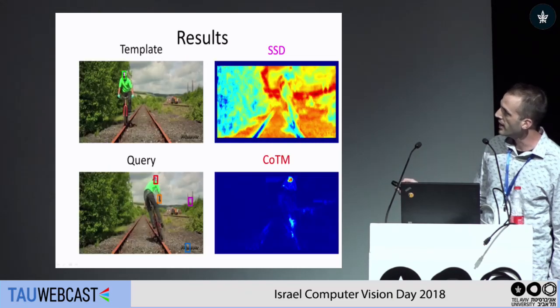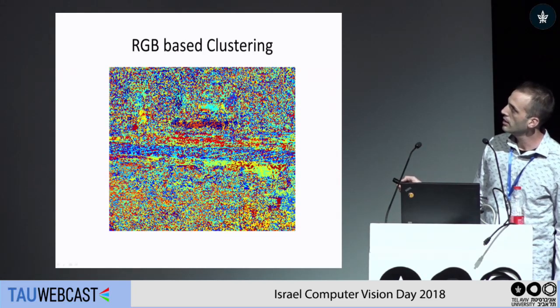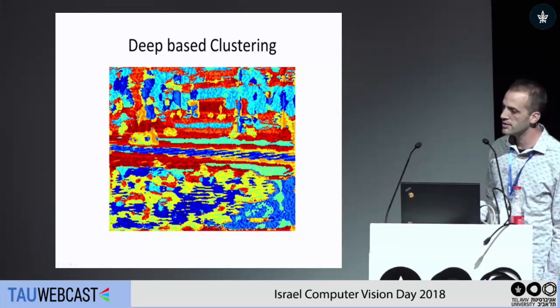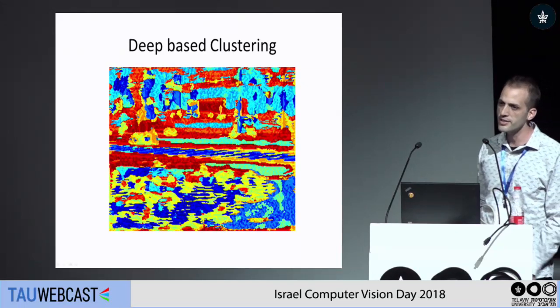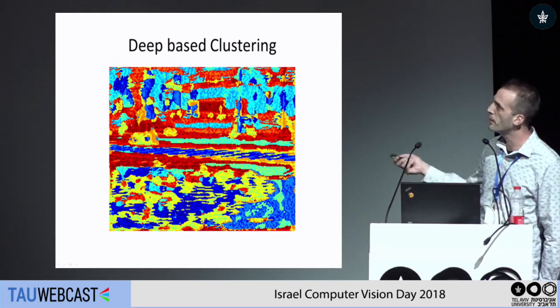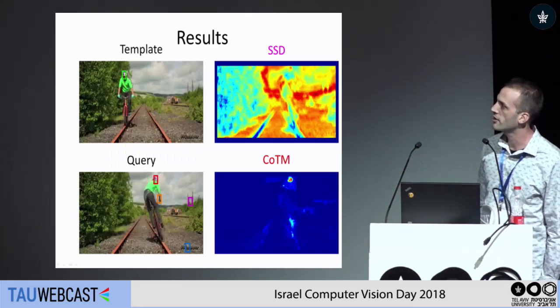So I'm going to show it again. The input image, RGB-based clusters, and deep features-based clusters. Now, you can see for yourselves that deep features provide a lot more context, and that's why we use that. So we collect co-occurrences on deep features instead of raw RGB values.